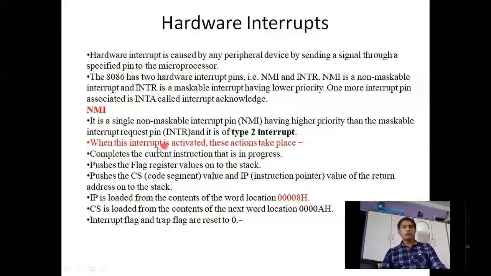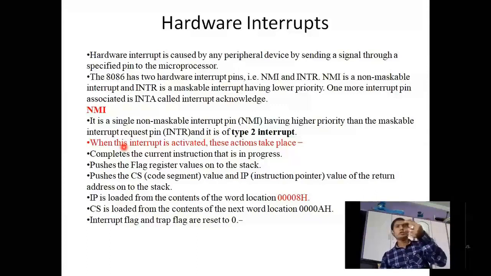Let us see the first one. When this interrupt is activated, first it completes the current instruction that is in progress. For example, if an NMI occurs while the microprocessor is executing a set of instructions, at one address in an instruction, it will complete the current instruction execution. It won't execute the next instruction; it will complete the current one only.